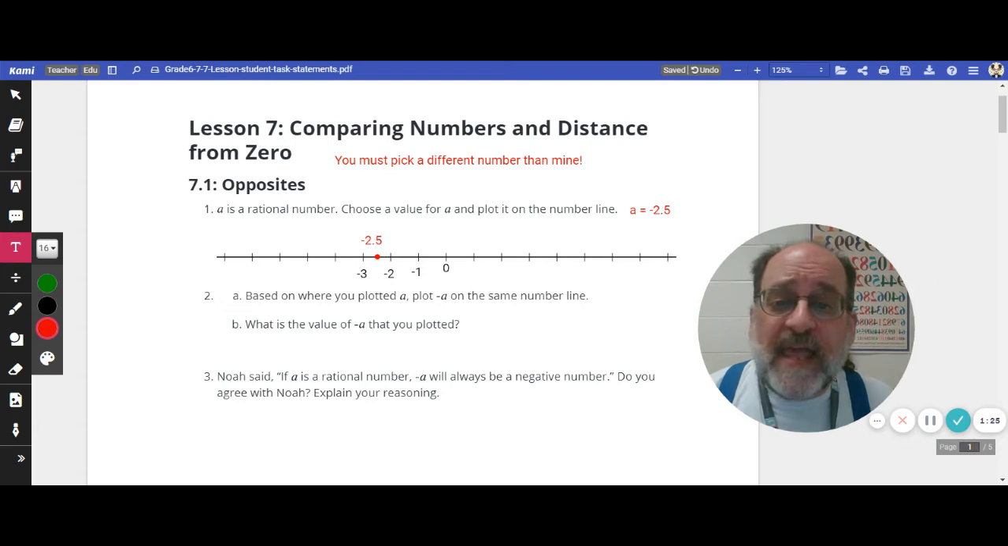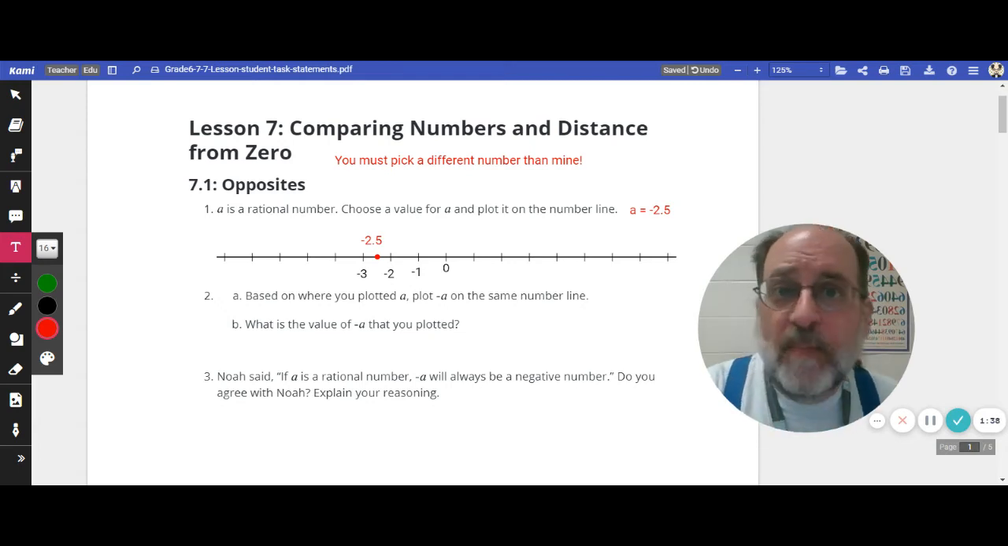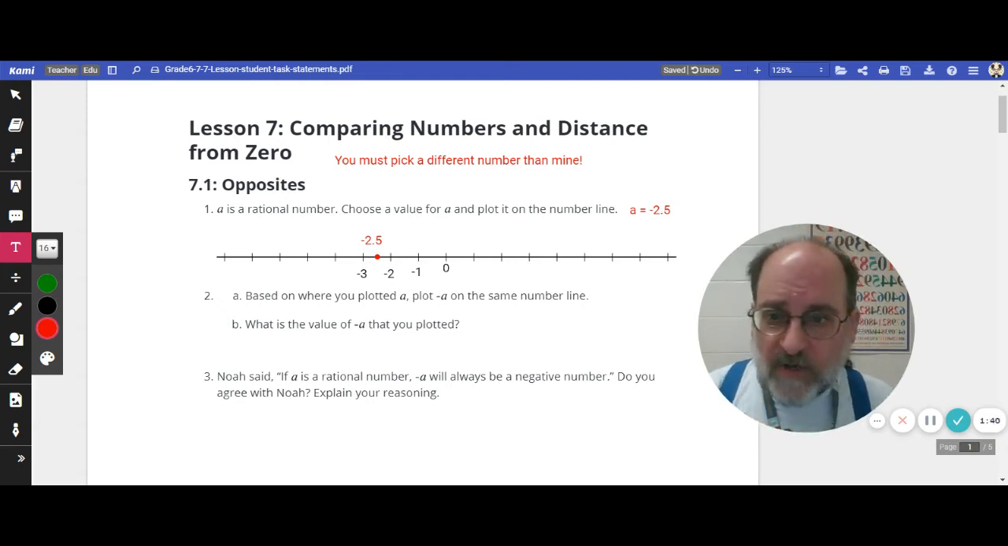Based on where you plotted a, plot -a on the same number line. Plot the opposite. Okay, so remember where we are. When I have that negative sign, that means I'm doing the opposite of that number. What is the opposite of this number? Well, the opposite of that number is the one that is the same distance away from 0. We've been talking about distances, but on the other side.